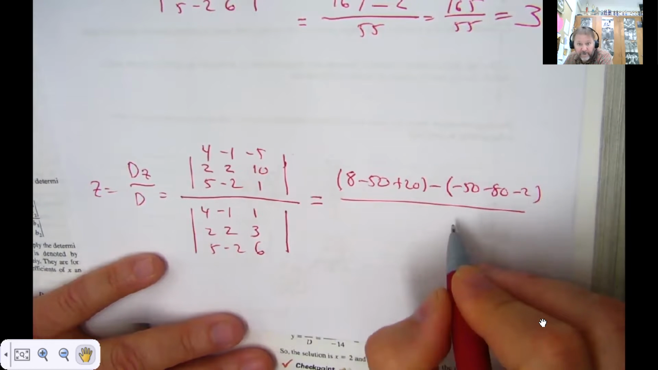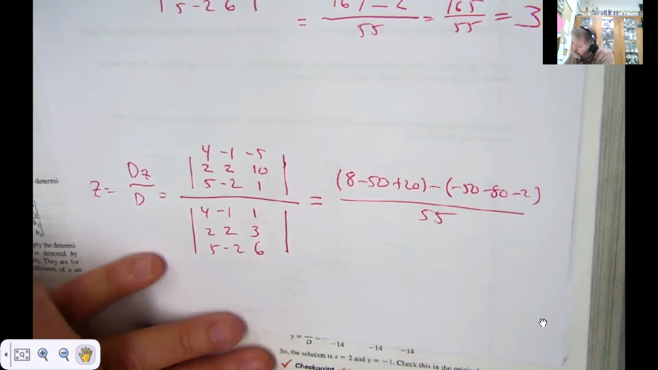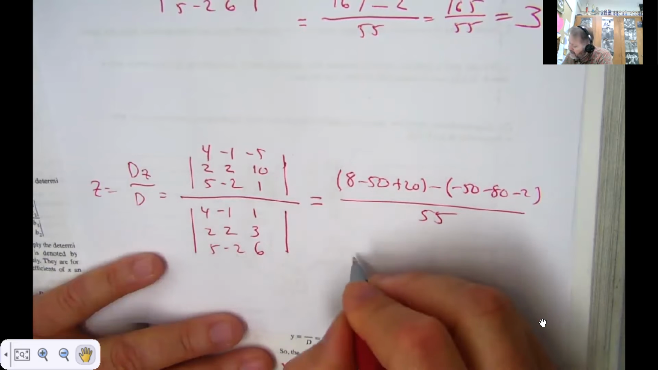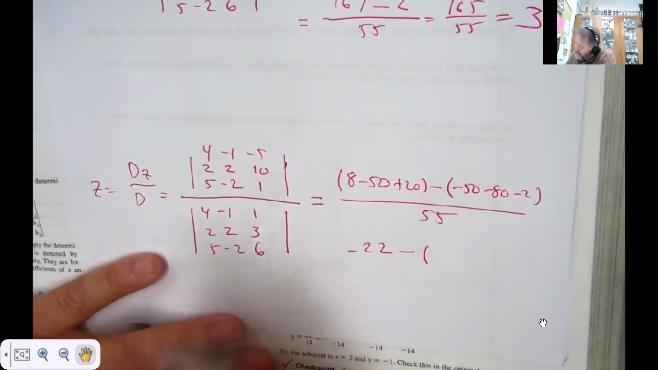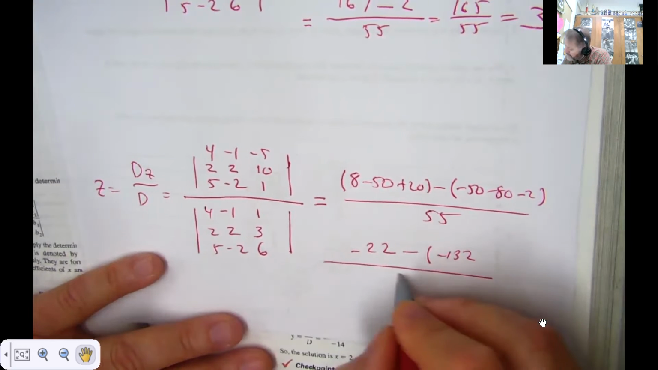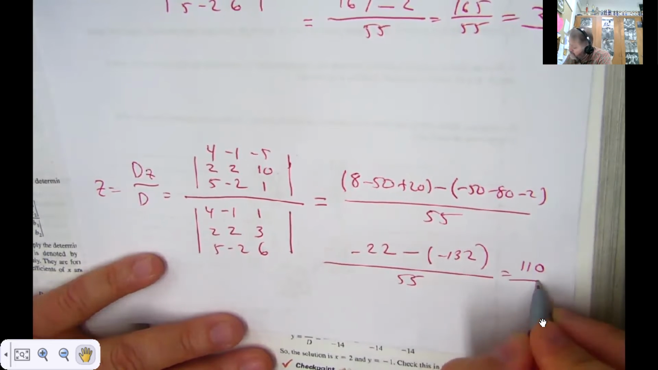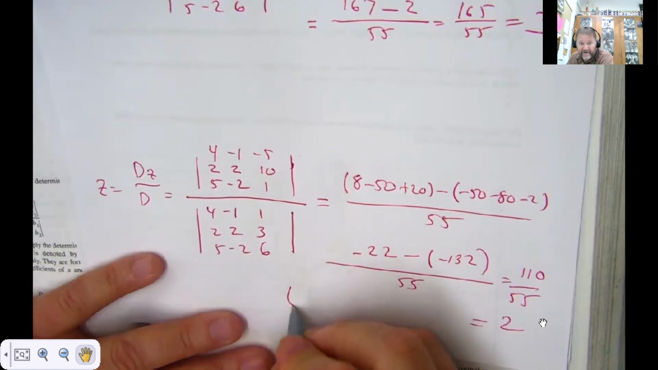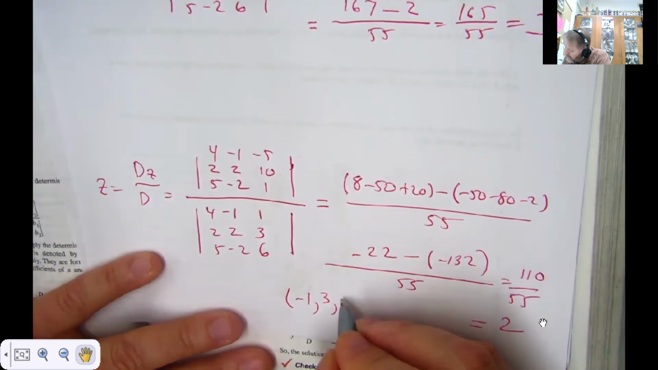All over, again, you've got your choice, but I'm going to put just 55. All right, so I've got 28 minus 50, which is negative 22. That's what this comes out to be. Minus, this is negative 132 all over 55, which is 110, positive 110 over 55, which is 2. So there it is, my solution. The x value is negative 1, the y value is 3, and the z value is 2.